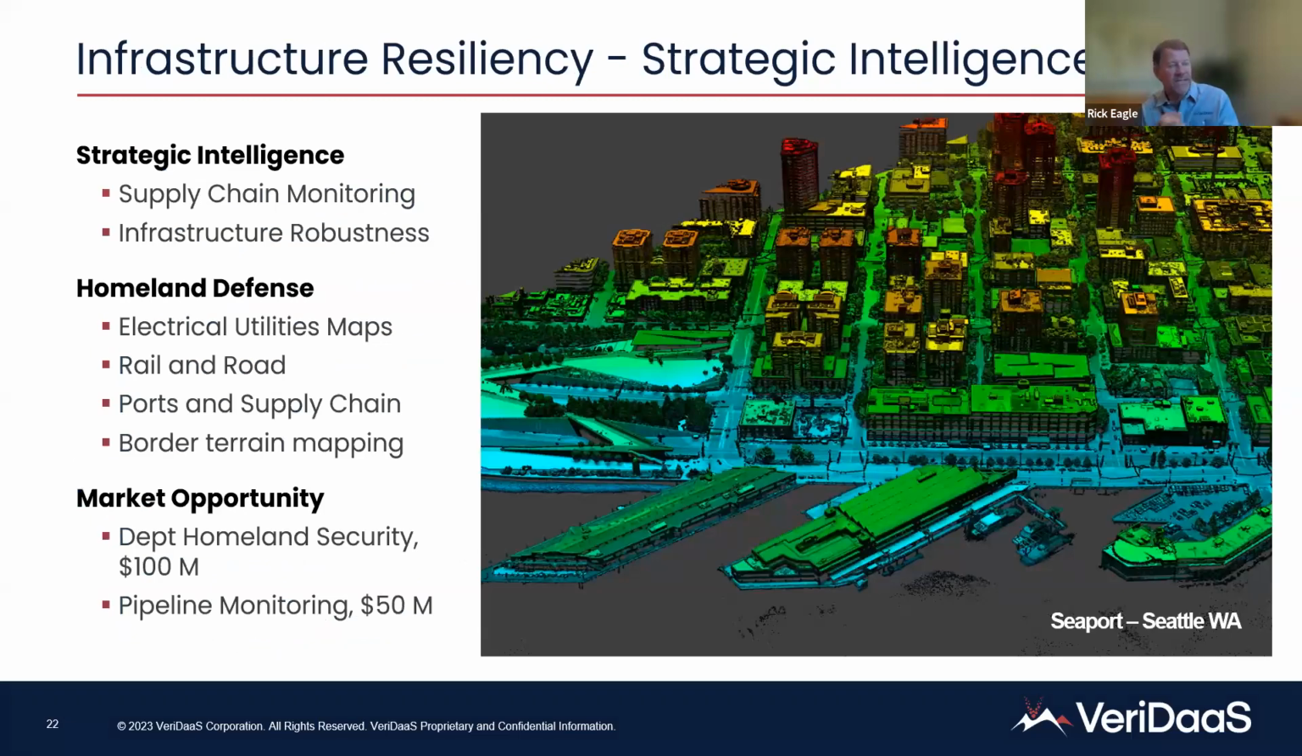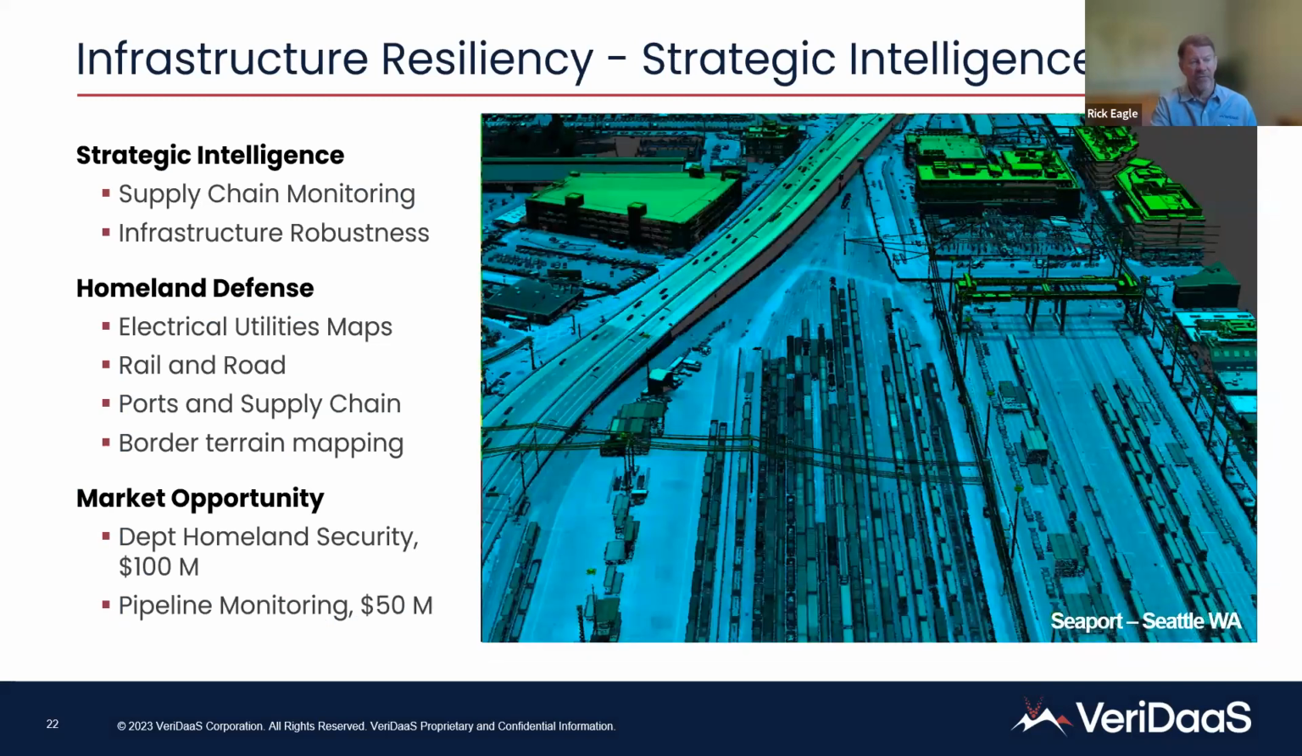Next is sort of the strategic intelligence side. And again, there's some funding from Homeland Security on certain things. I'm going to scroll through some pictures here of a port in Seattle. And you'll be able to see here just the level of detail that you can get on the rail yards, on the shipyards, and some other things.